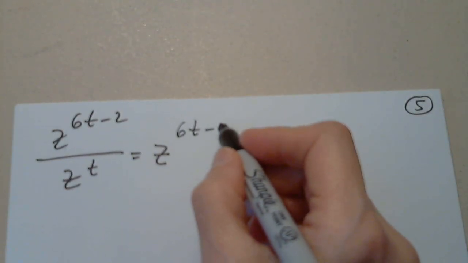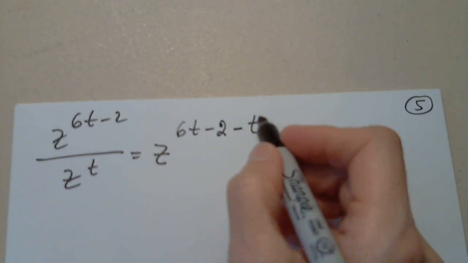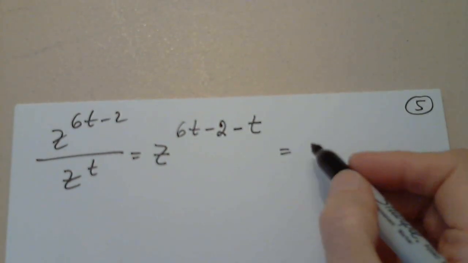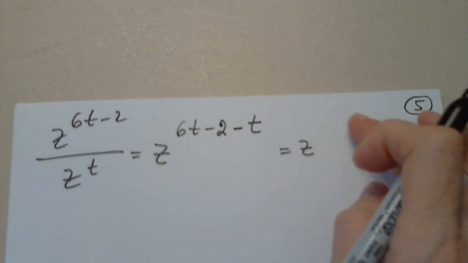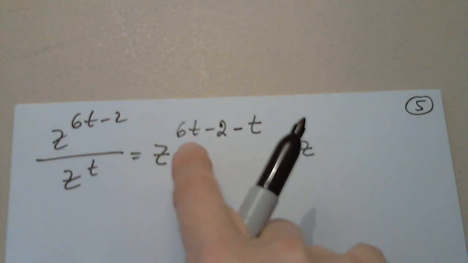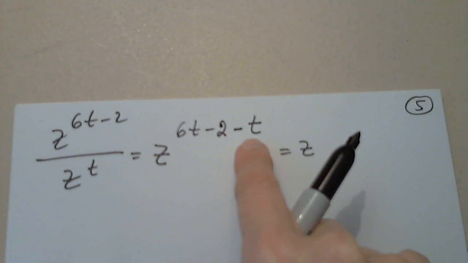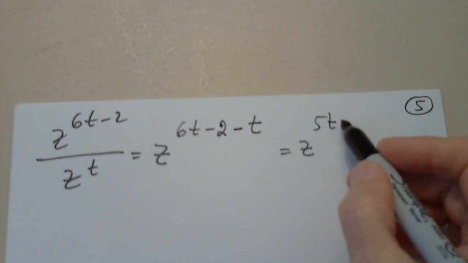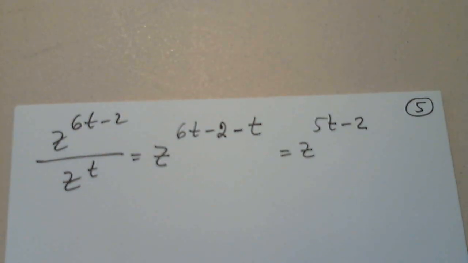Subtract them. 6t minus 2 and minus t. Yes. So Z, and now what is the power? 6 apples minus an apple. It's 5. 5t minus 2. That's it. Do we understand this problem? Yes. Okay. Moving on.